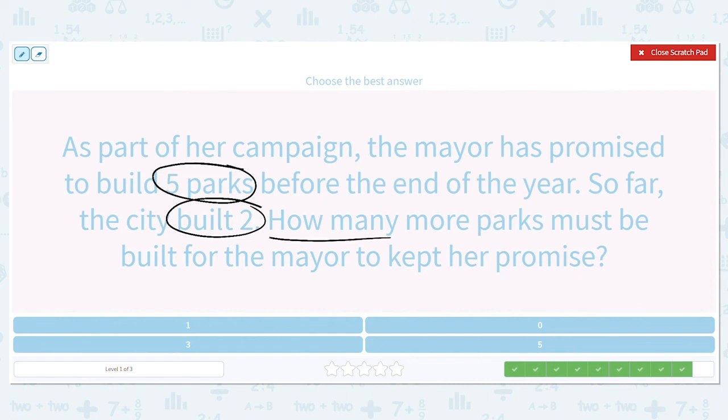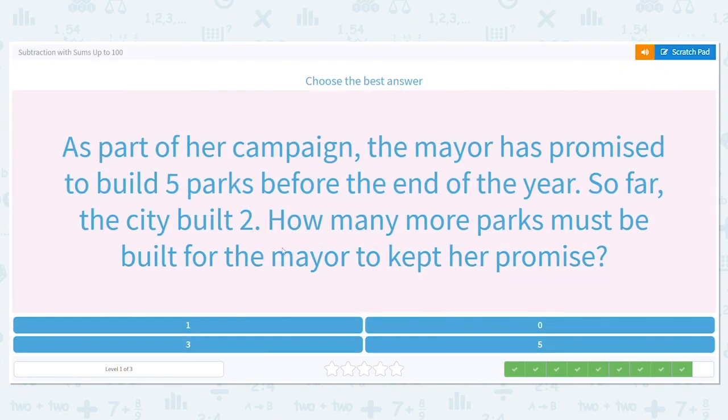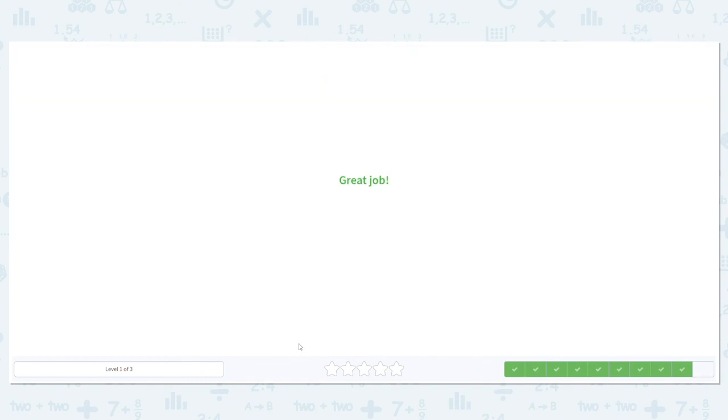How do I know I need to subtract? How many more? My subtraction problem is 5 minus 2. What is 5 minus 2? It is 3. 3 more parks need to be built. Great job with subtraction today.